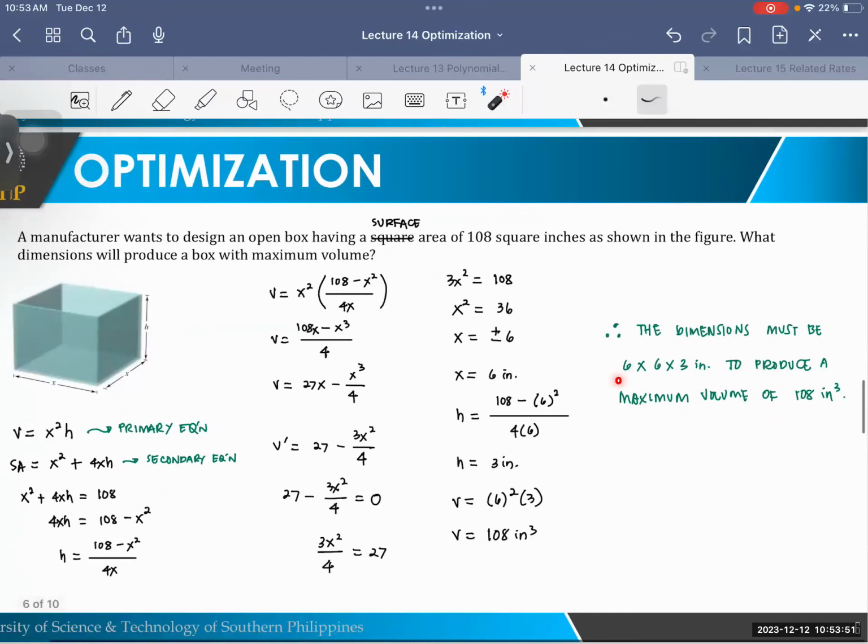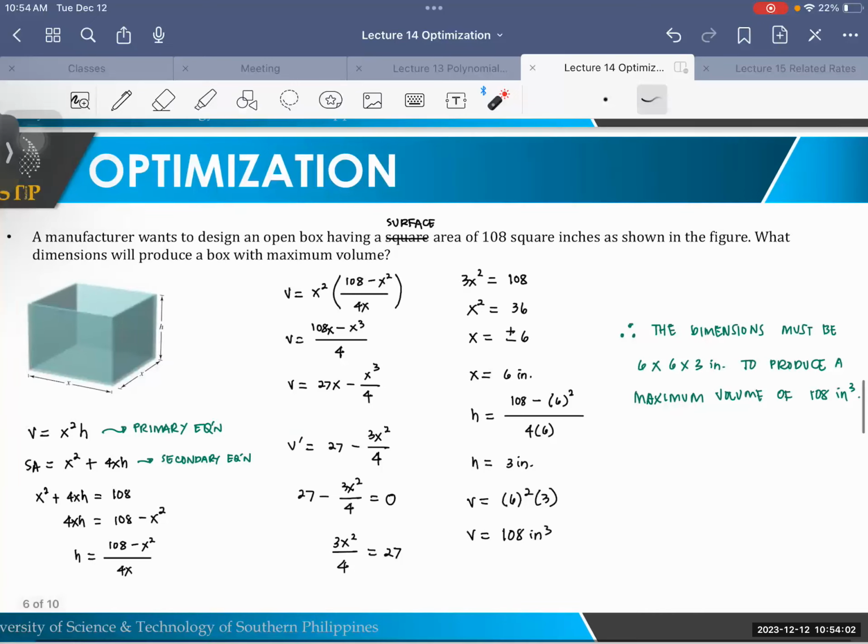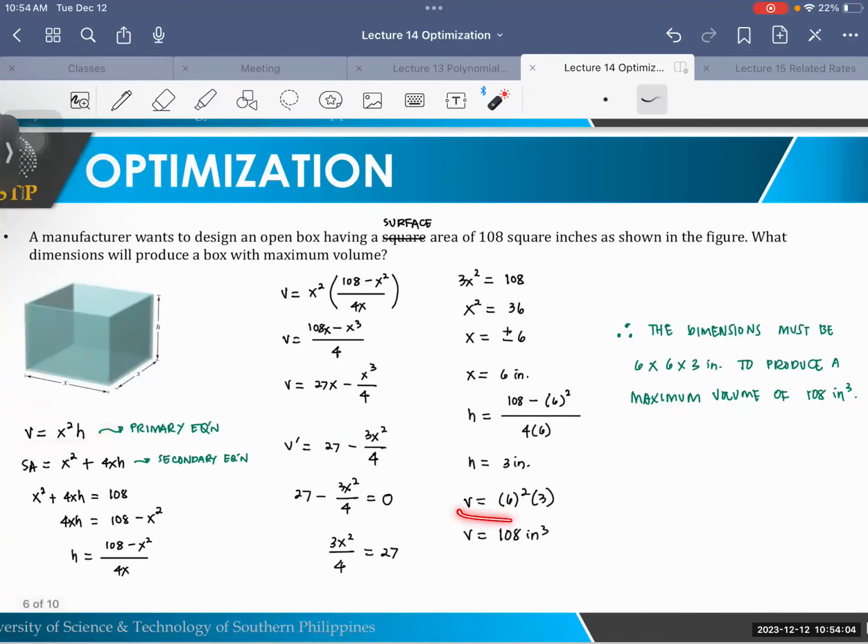So, the dimension we got is 6 by 6 by 3 to produce a maximum volume. Now, the problem doesn't ask us to find where the maximum volume is, but it's good to know. So, how do we solve that? We just substitute. We have 6 squared times 3, so 108 is our volume.